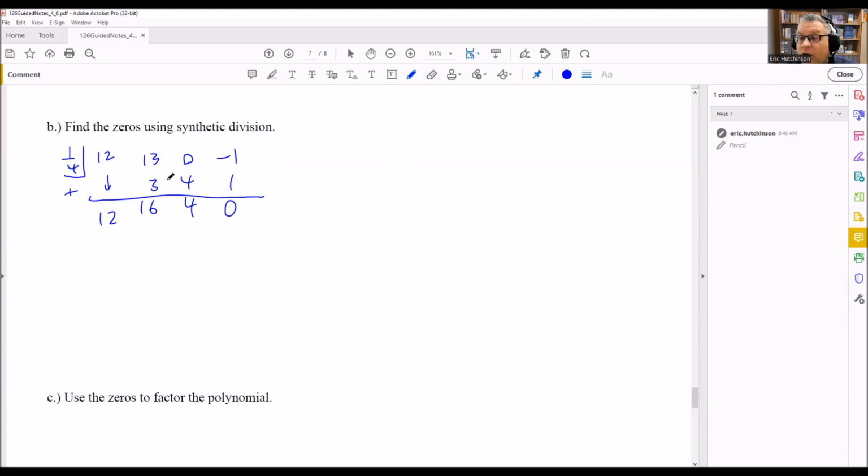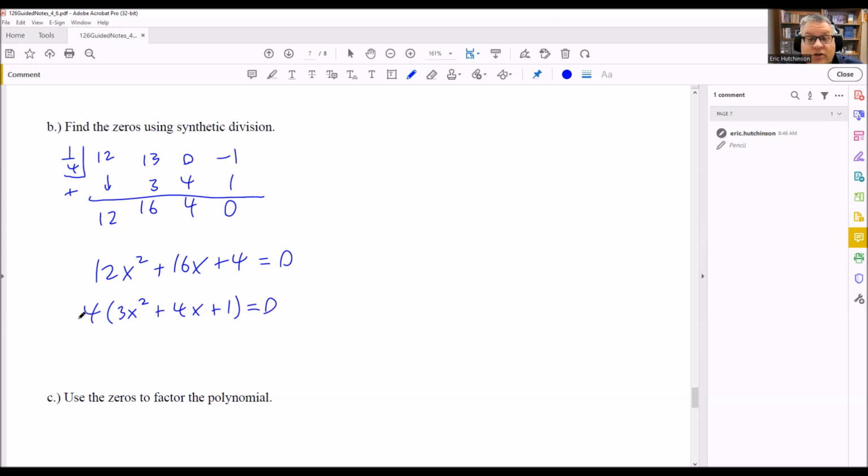Now, what's left over is going to turn into a quadratic because originally it was a cubic, and every time you do synthetic division, it drops the power down by 1. So now this is going to be 12x squared plus 16x plus 4, and that's going to be equal to 0. What I do notice about this is there's a common factor of 4. So I'm going to first begin by factoring it out. So I'm going to get 3x squared plus 4x and then plus 1.